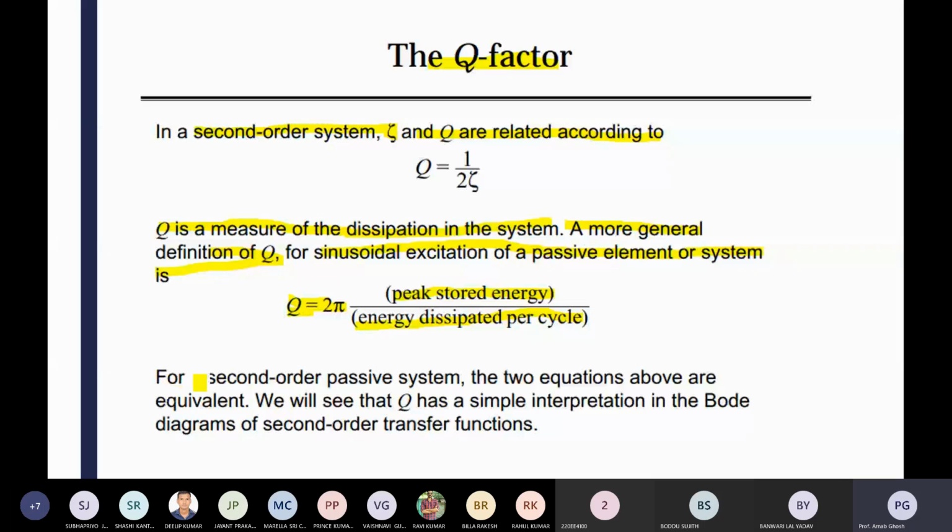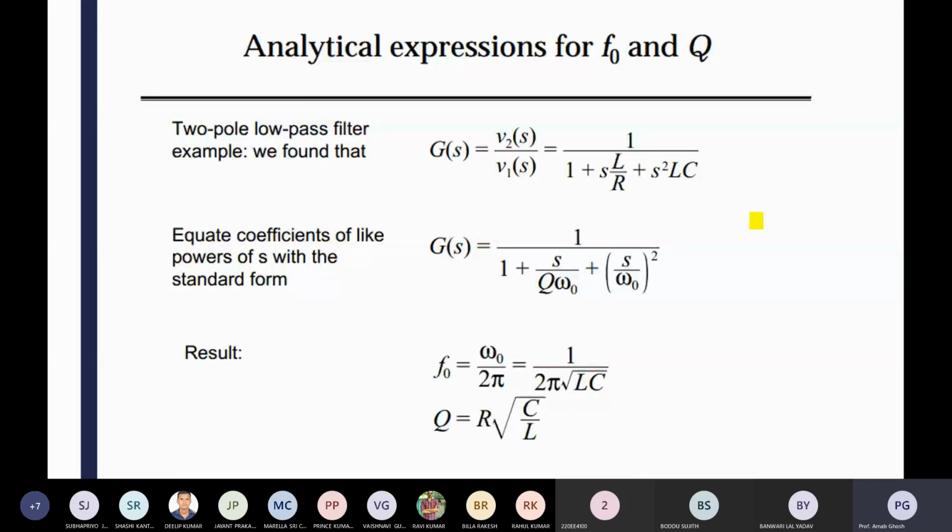For the second order passive system, the two equations above are equivalent. So we see the simple interpretations of Q in the Bode diagram and second order transfer functions. The relation of Q and zeta is Q equal to 1 by 2 zeta. So that relation is there for the Q factor with the damping factor. Now we can represent in the form of Q factor and damping factor, and find out the value of Q equal to R root of C over L for the two pole low pass filter example.